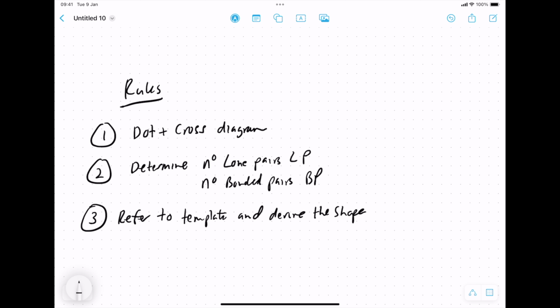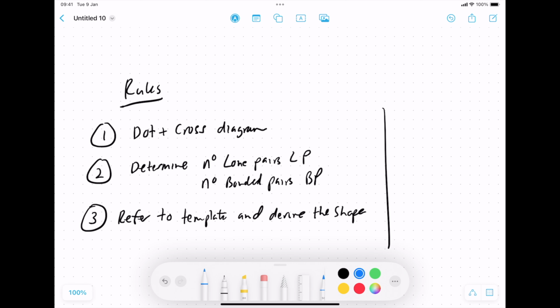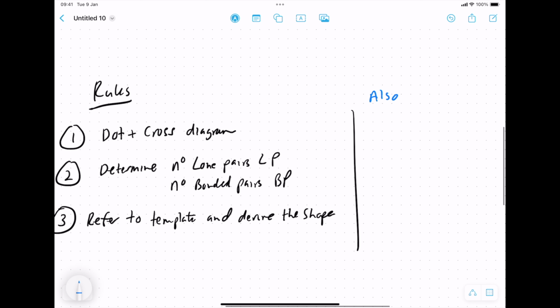However, with the presence of lone pairs, that can influence the shape, and especially the bond angle. It's important that you consider both types of electron pair. And just to remember also that when you replace a bonded pair with a lone pair, you subtract 2.5 degrees from the bond angle. Now, before we look at the example, there's one other thing to say. So also remember this.